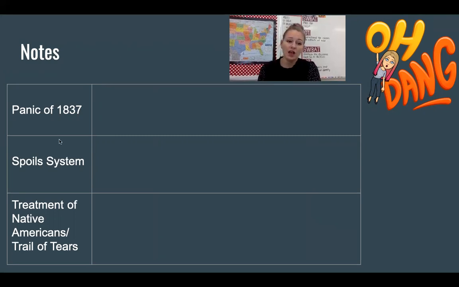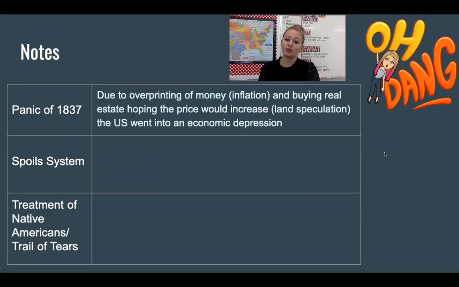So Jackson, during his presidency, is going to go through an economic depression. This happens because of the overprinting of money, which causes inflation, so causes prices to go up, and then people can't afford things. Remember, things aren't going to be going as smoothly because the Bank of the United States was shut down and then dispersed into a whole bunch of other banks because Andrew Jackson was so paranoid about it. And so the money aspect of things just doesn't go well during his presidency.